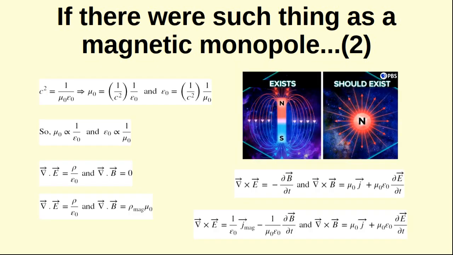If there were such things as a magnetic monopole, well, what would happen there would be, for example, here we have the PBS image, it's quite nice actually. This exists, a north pole with the field lines going round to the south pole, and this should exist. We have a north pole as a point and then the field lines going out from the north pole.